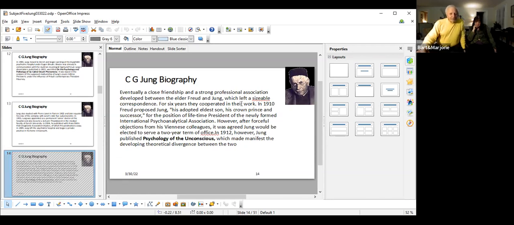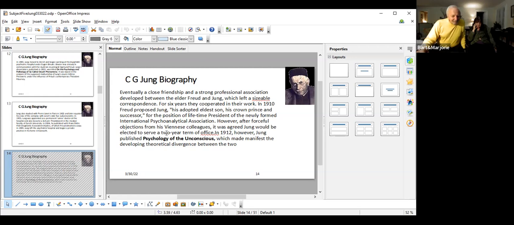Eventually, Freud and Jung got together, and there was a huge amount of correspondence. They worked together, cooperated for 6 years. In 1910, Freud proposed to Jung that he, as his adopted eldest son, his crown prince and successor, be elected to the position of president for life. So it's a lifetime election to the president of the newly formed International Psychoanalytic Association.